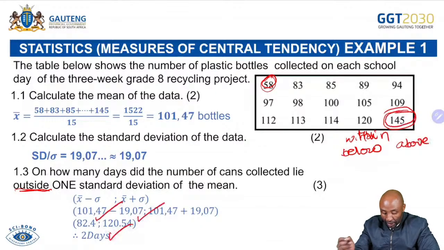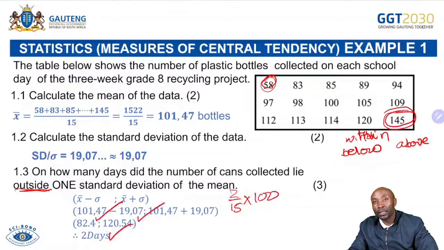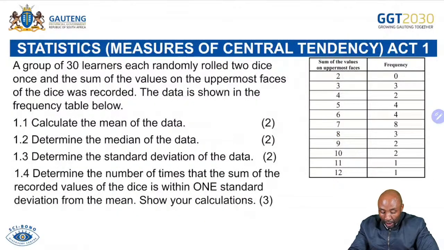So we answer the question accordingly. If they said the percentage of days in which the number of bottles collected is outside, it will be 2 over 15 times 100 to convert it to a percentage. So we should always read and answer the question according to how it is asked. Now, I will ask us to do the first activity and I will give you 7 minutes to answer these questions.